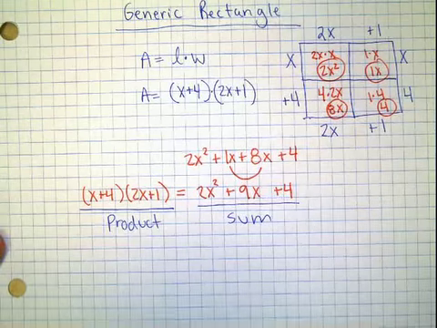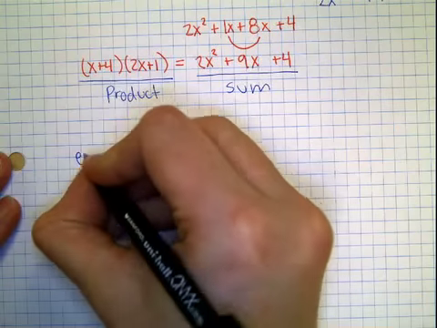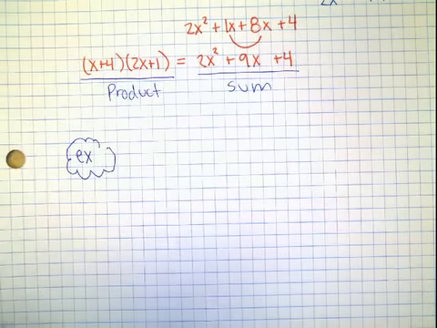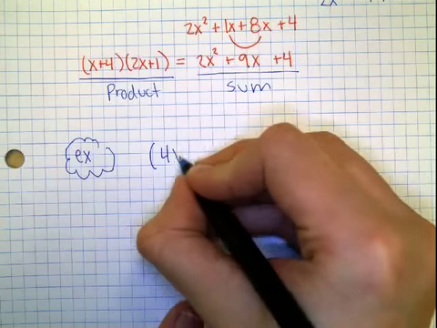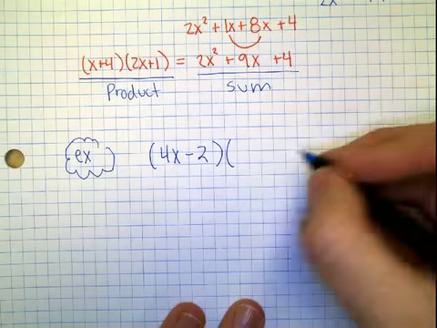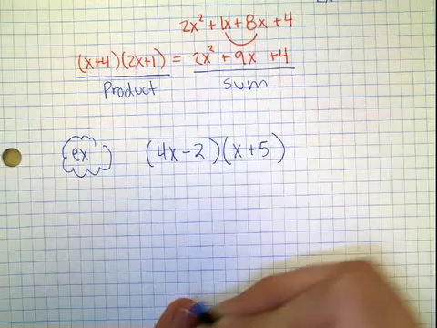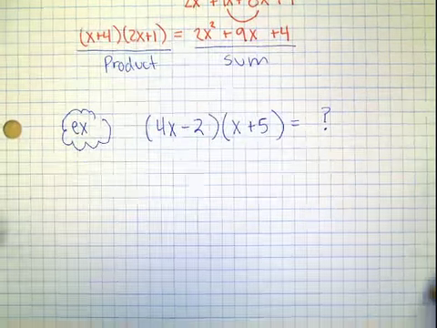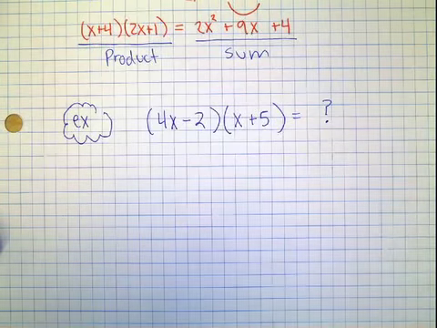And there's lots and lots of examples. It even works with negative signs and some different things. We'll do another example down here. Maybe you'll want to pause the video and try it once first and then see if you get it right. So I'm going to take (4x - 2) times the quantity, which means parentheses, (x + 5). And I'm going to see what does this equal. I'm going to solve it using the generic rectangle. So why don't you pause the video and try this, and then unpause it and see if you get it right.